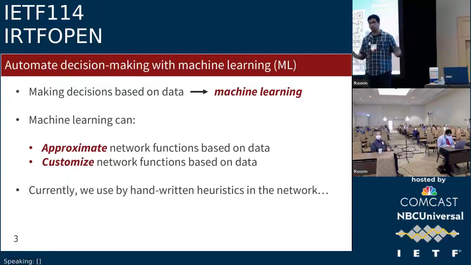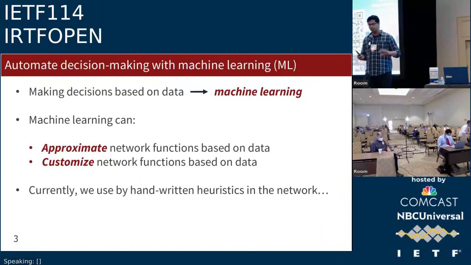One of the promising solutions in this area is machine learning. Machine learning can allow us to essentially take in data from the network and make progressively better and better decisions as we train our models. And these machine learning algorithms can approximate network functions based on the data they see. They're also going to customize their operation to the data that they're training on, which in turn means that these machine learning algorithms are actually customizing their models to the network itself.